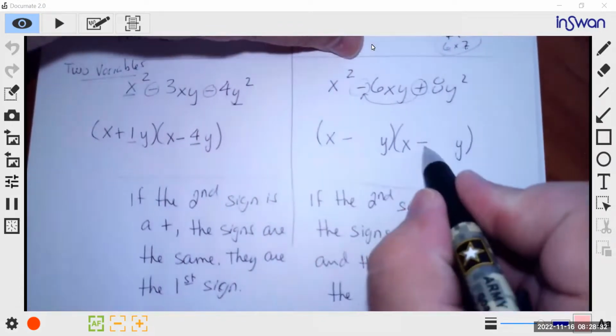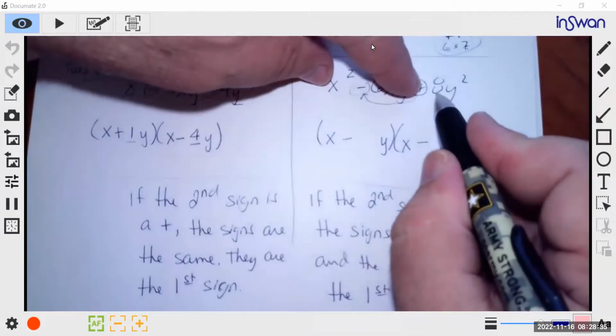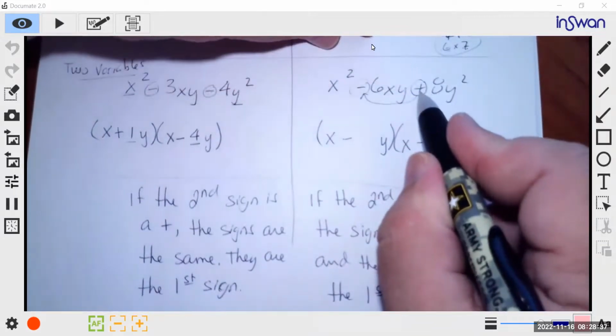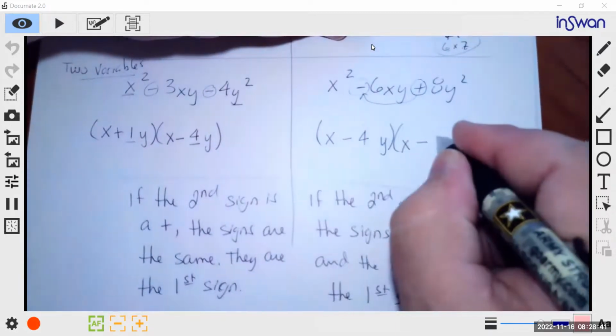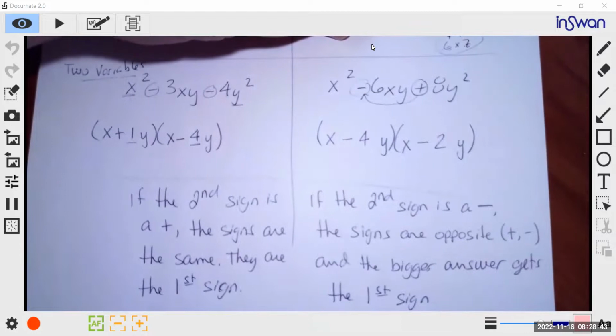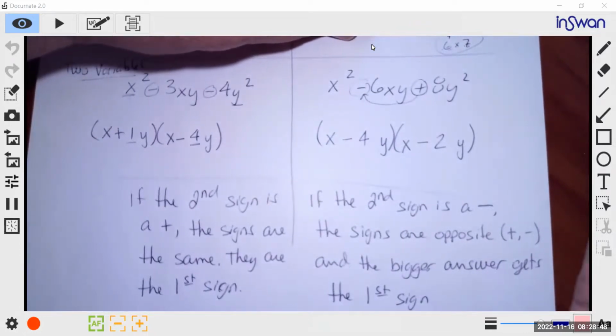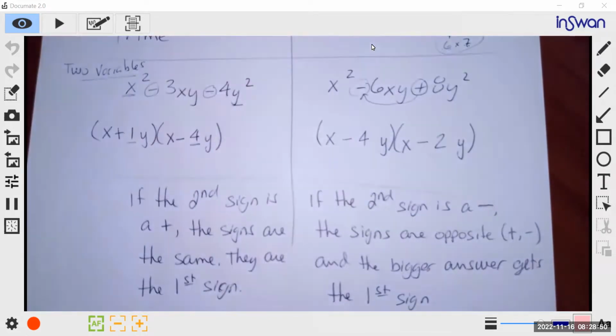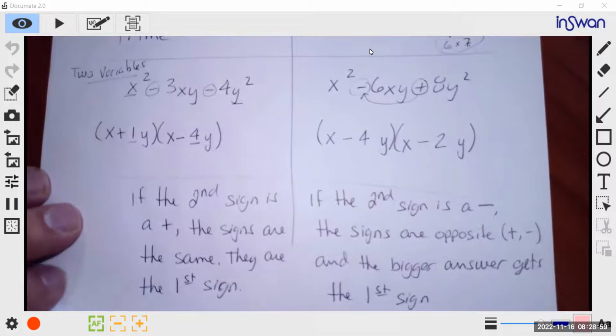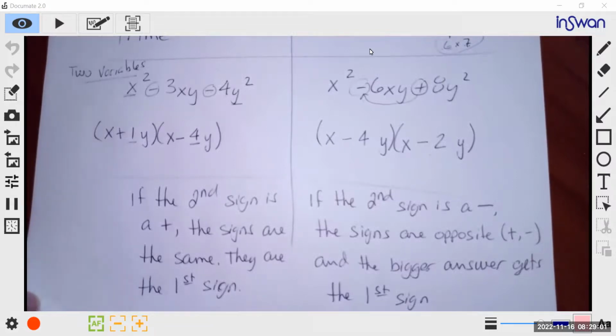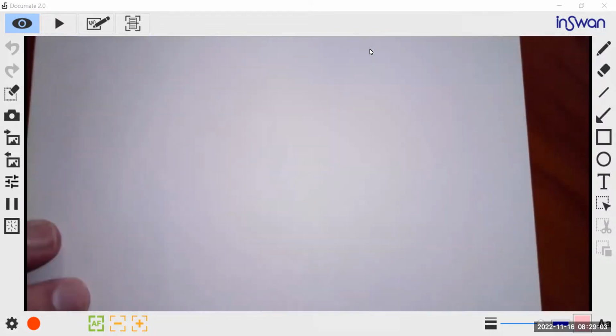Okay, so we know they're both minuses. What times what is 8? When you add them, you get 6. Yeah, 4 times 2 is 8. 4 plus 2 is 6. And there's your answer. Getting better? Okay.